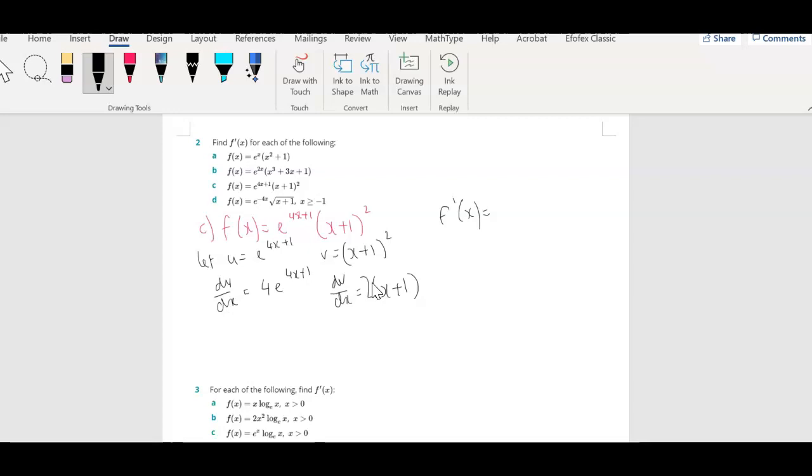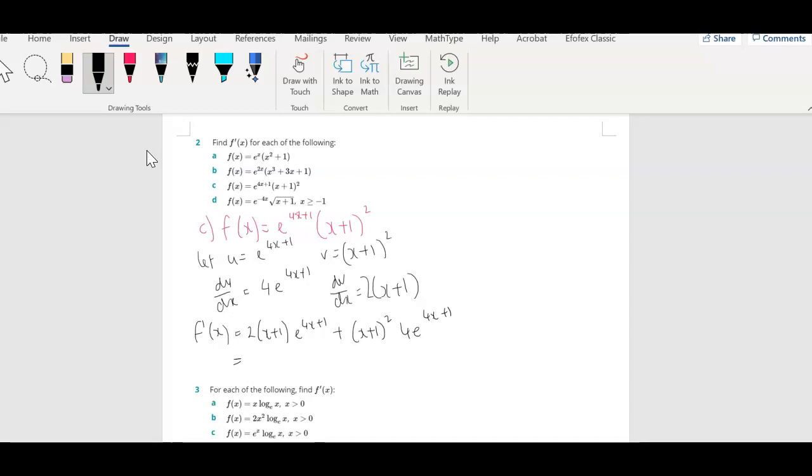All right, so we've got u times dv dx, so what is that going to be? 2(x plus 1)e to the 4x plus 1. And then v times, oh gosh, I'm not going to have enough room. Might write underneath. All right, so dv dx, so 2(x plus 1), and then we've got e to the 4x plus 1, plus (x plus 1) squared, or e to 4x plus 1 times 4.